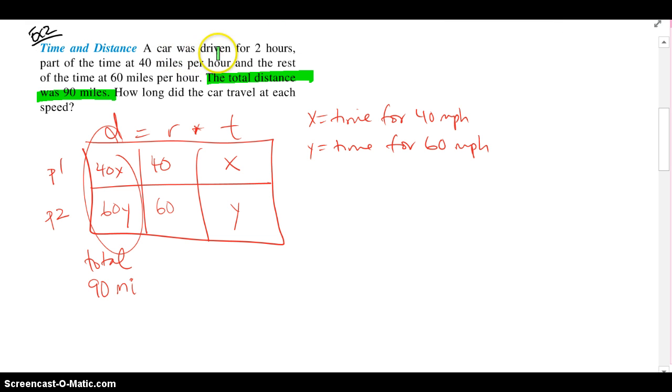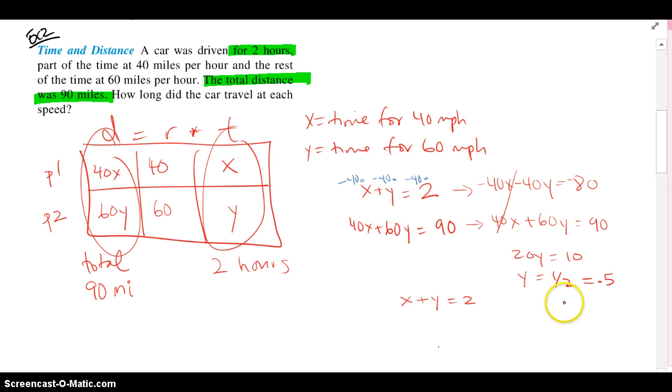It says the car was driven for 2 hours. Part was at one speed, the other part was at the other speed. In other words, the total time is given to us to be 2 hours. So there's my other equation. I have one equation for the time, x plus y is 2, and the other equation for the distance, 40x plus 60y is equal to, so y equal to 1/2, and I'm going to go plug it in.